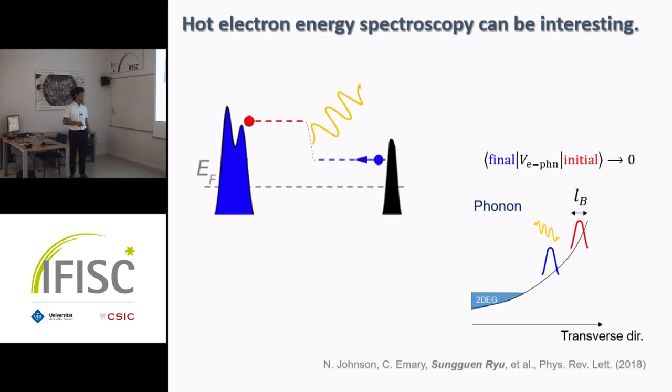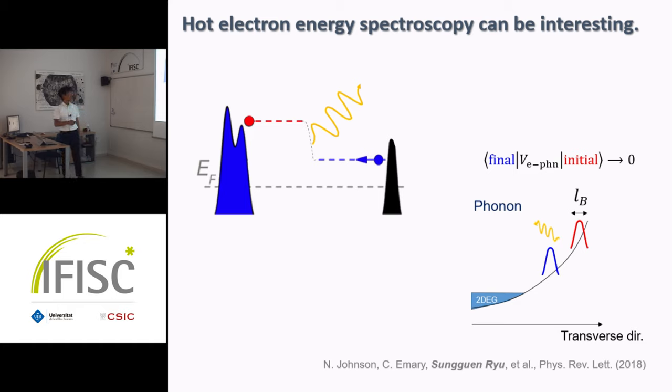By working with a group in the UK, with Clive Emary in Newcastle, we found that if we have a strong magnetic field, then this kind of photon emission process is suppressed. That was because of the property of the quantum Hall edge and the localization because of the magnetic confinement. So in this case, we found that the phonon emission was suppressed because of the small transition amplitude.